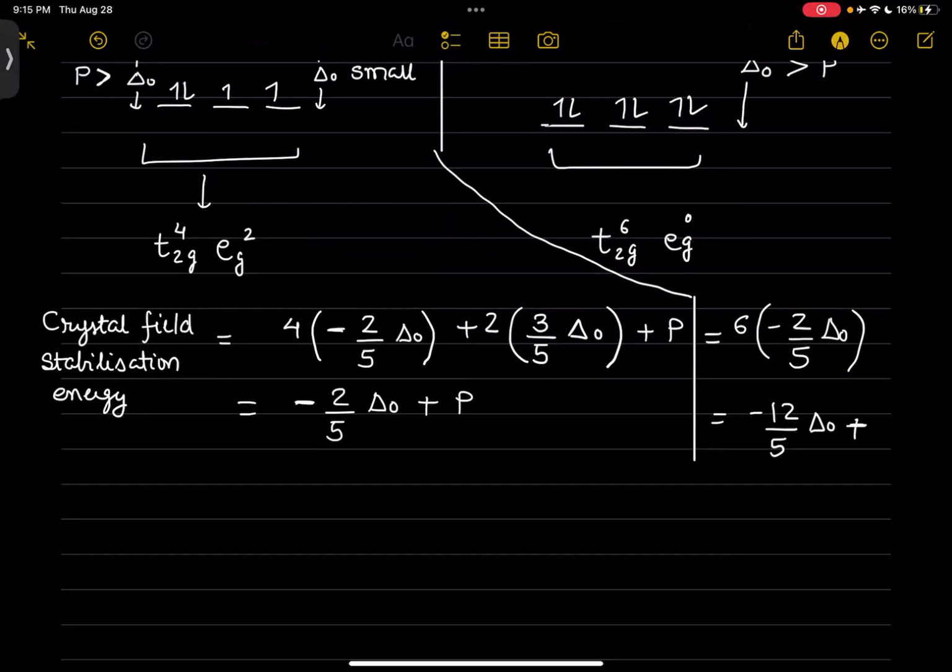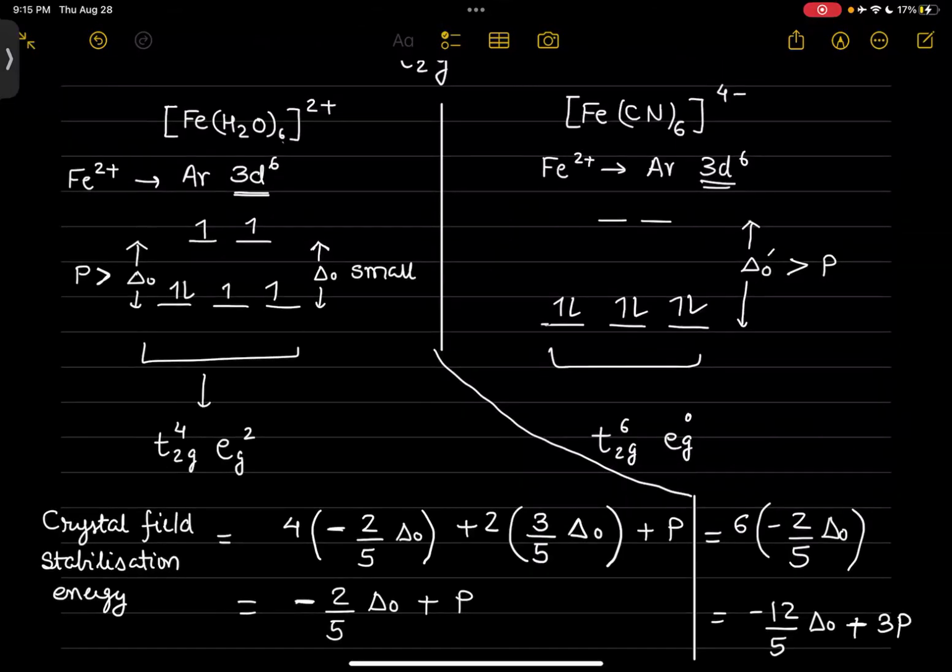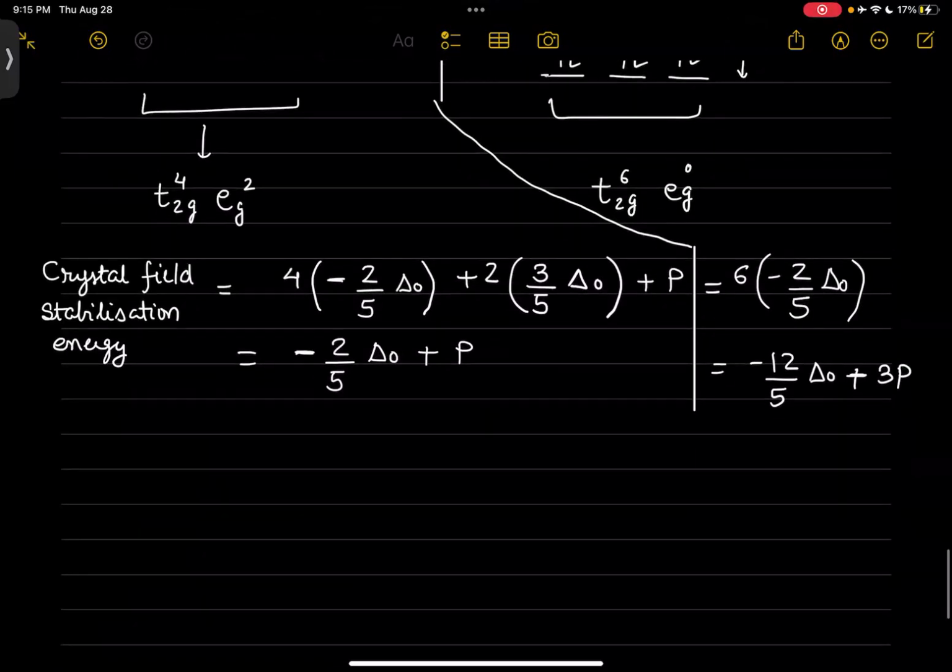this is 3P because there are 3 pairs. Normally this pairing energy is neglected because it is very small. So you can see that this right complex is more stable because its energy is more negative, meaning it is stabilized to a larger extent. Is it clear? Yes, sir. So this is how it works.